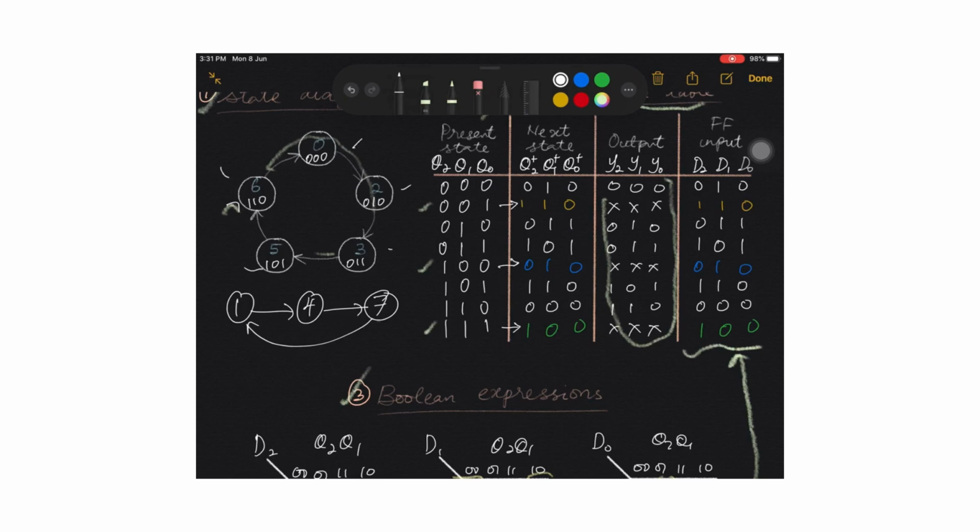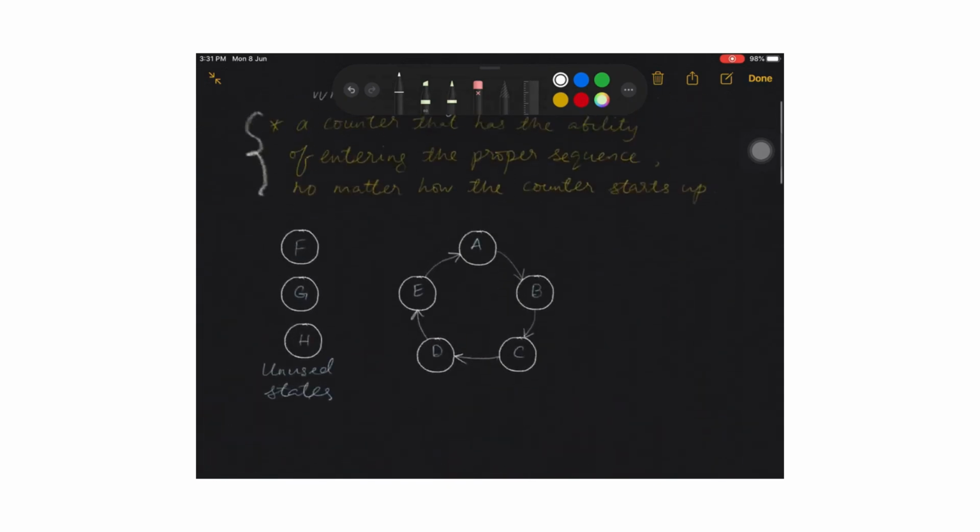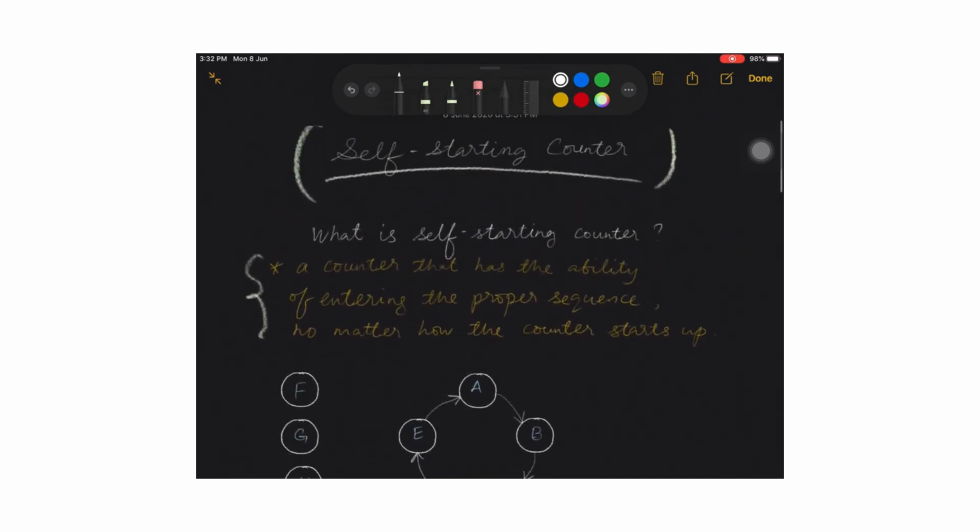Before I end this video lesson, let me repeat the definition of self-starting. It is a counter that has the ability of entering the proper sequence no matter how the counter starts out.